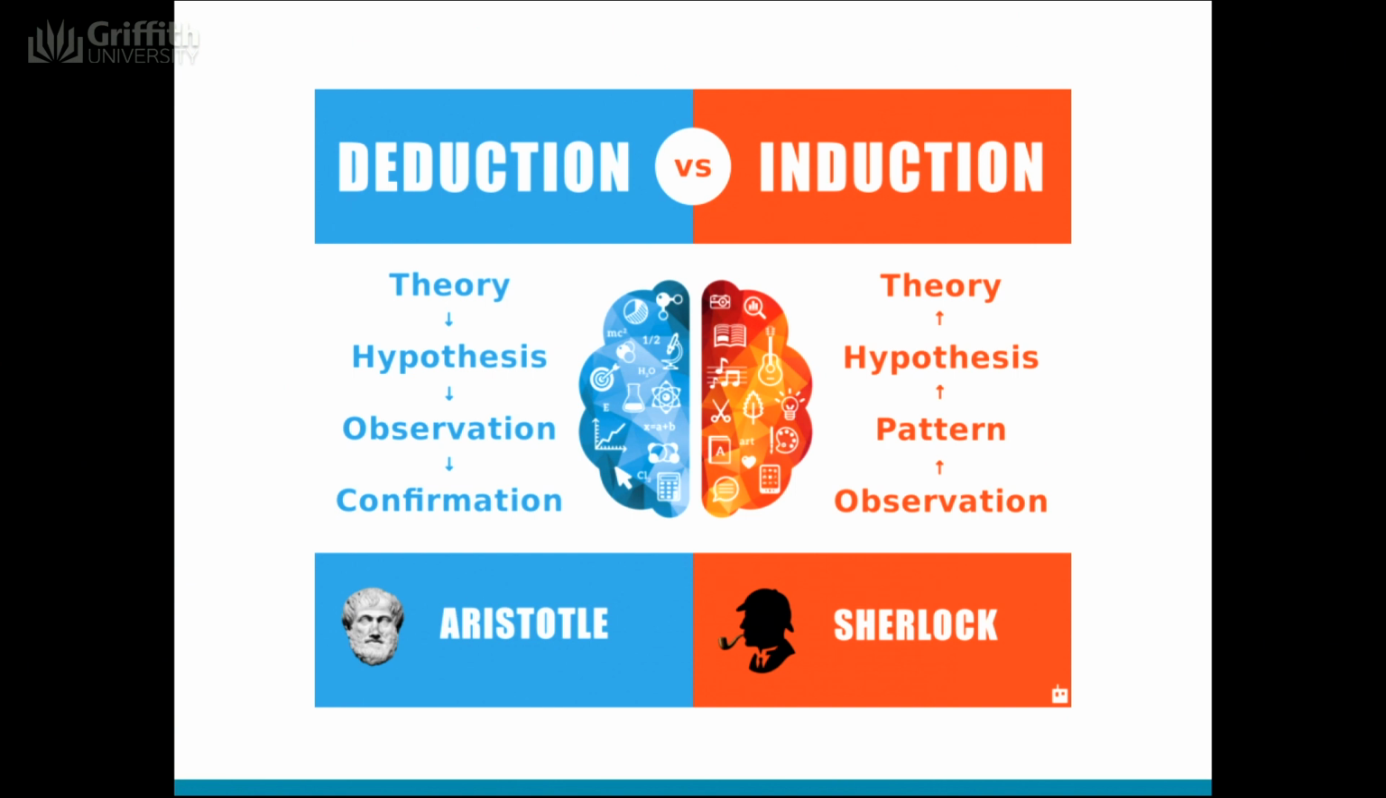Now, there are two ways of approaching research. One is using deduction. So this comes from Aristotle. You begin with a theory, you come up with a hypothesis, you do some observations, and you either confirm or refute your hypothesis. Whereas induction is more like Sherlock Holmes. You observe, you notice patterns, you come up with a hypothesis to fit the pattern, and then you test your theory. Very different approaches.